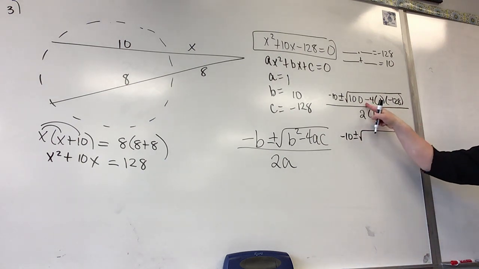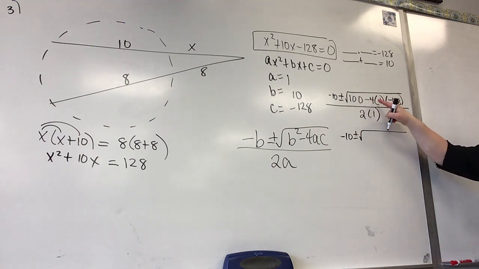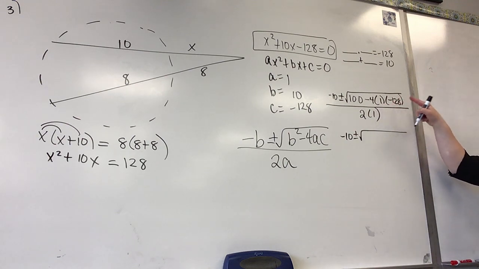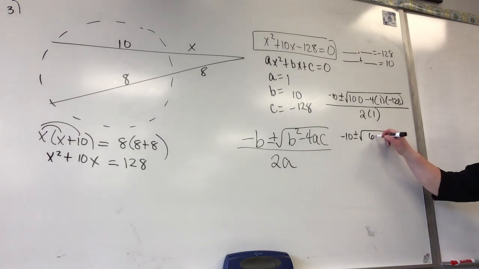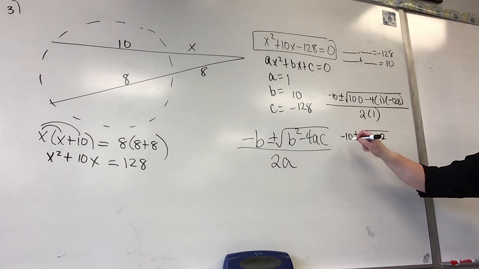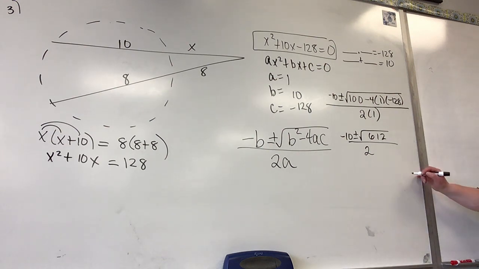Okay, so now we come down, we have negative 10 plus or minus. Now this I just want you to type right in your calculator. You take 100 minus 4 times 1 times negative 128 and tell me what you get. What do you get? 612, right? All over 2 times 1 is 2. Good so far, yes or no? Then you roll your eyes, type a little text to your friend and say, come on, this is crap, right? What are we going to do with this?